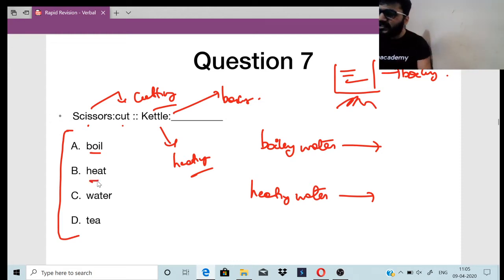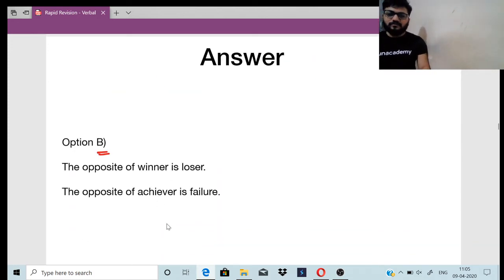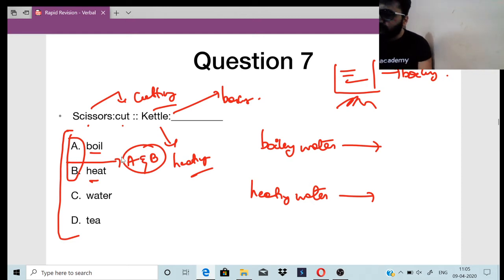I'm giving you guys another chance. It is boiling or heating? Tell me. Still you guys are on boiling. So it is option B. Okay, option B is the answer. Actually, I'll tell you, technically it is both, A and B. A and B both is the answer for this question. So they had given both as the answers.